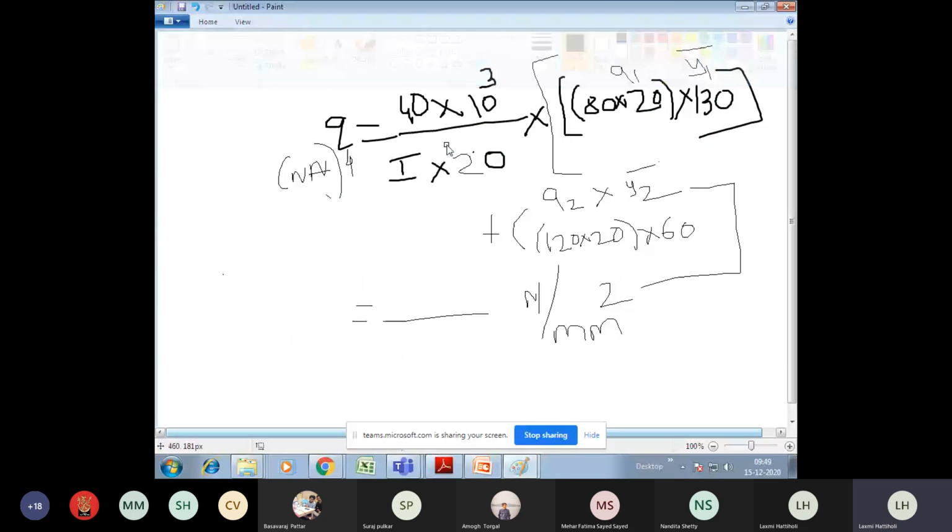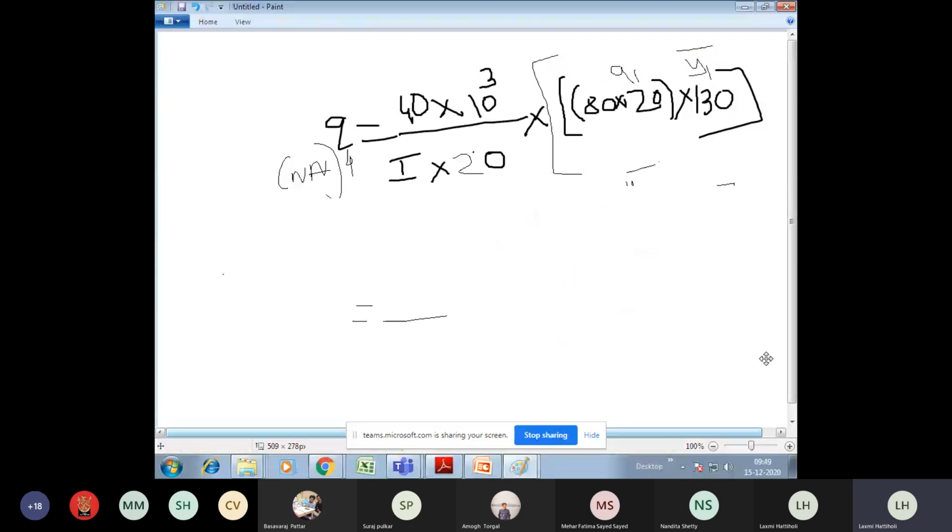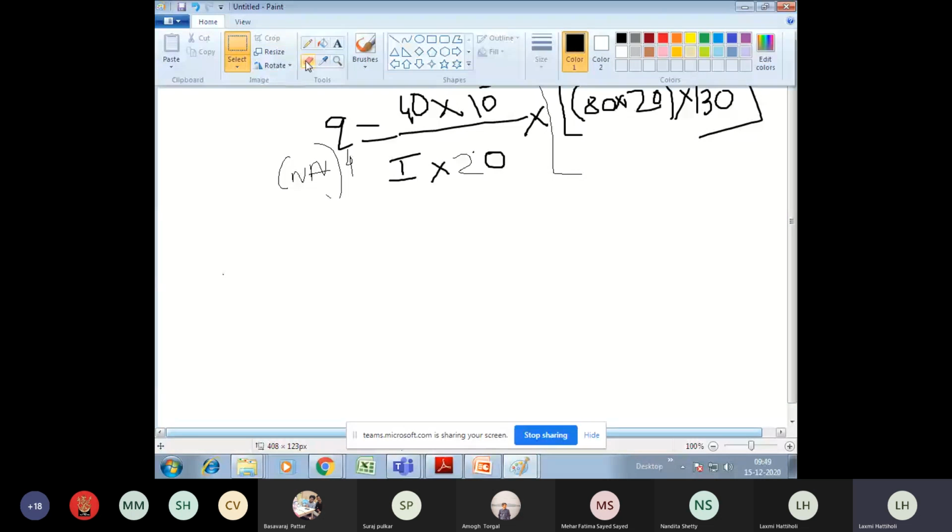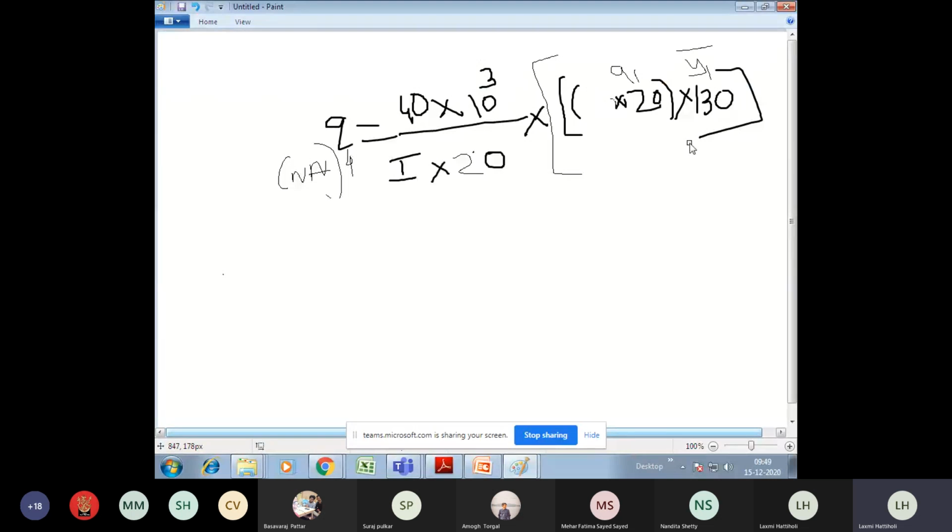So I'll just make a correction here. I'll just remove this part. And here I should make the correction. This is 160. And even this Y bar is going to change.